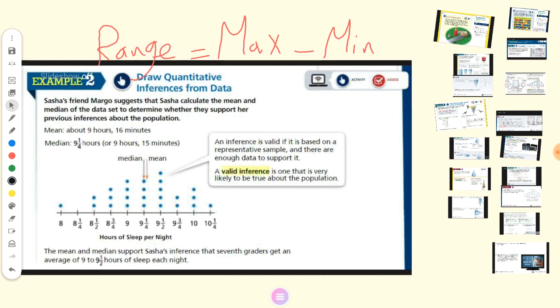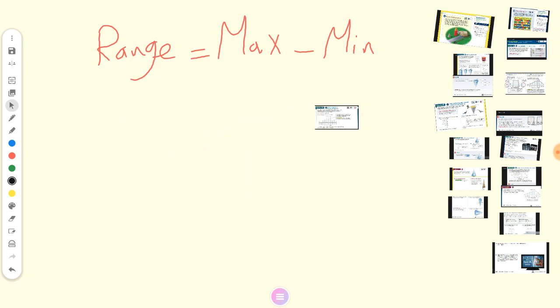Sasha's friend Margus suggested that Sasha can calculate the mean. So the friend of Sasha said, can you calculate the mean or the median, the center of the data? The center of data is fair enough to take a decision. I think so. I have 3 types of center of data.